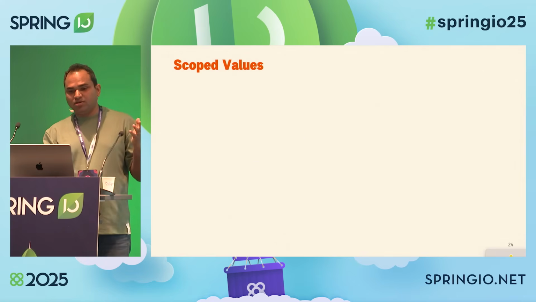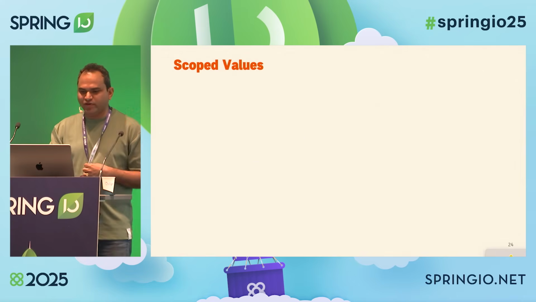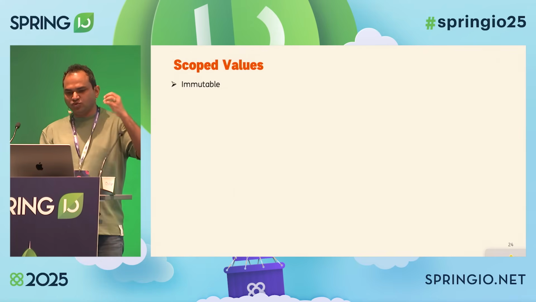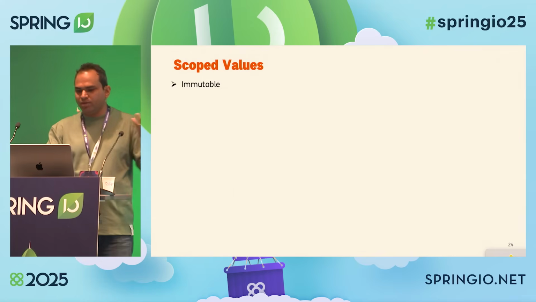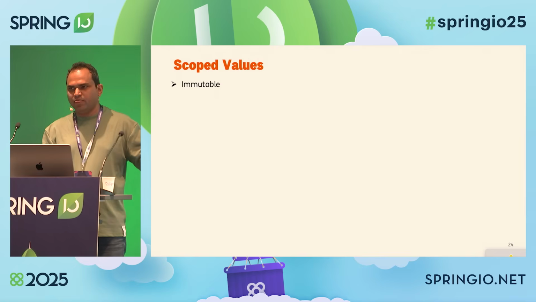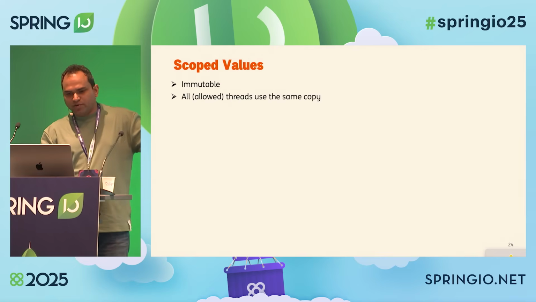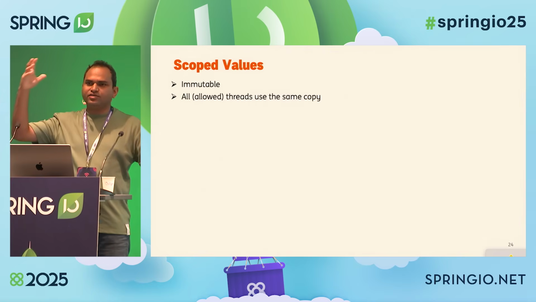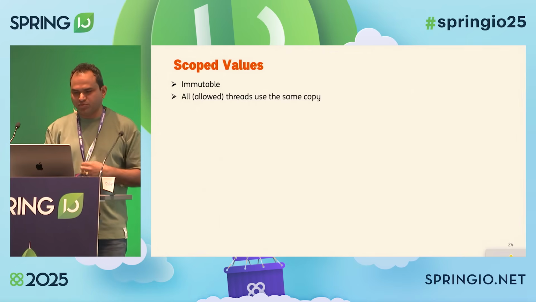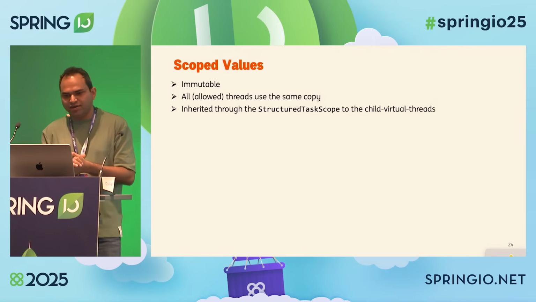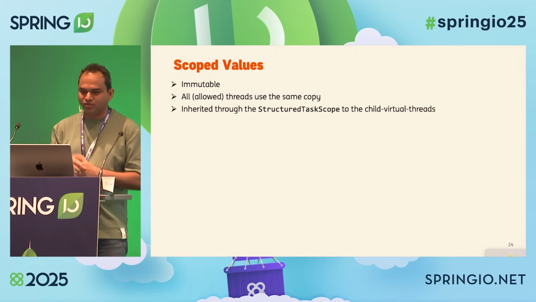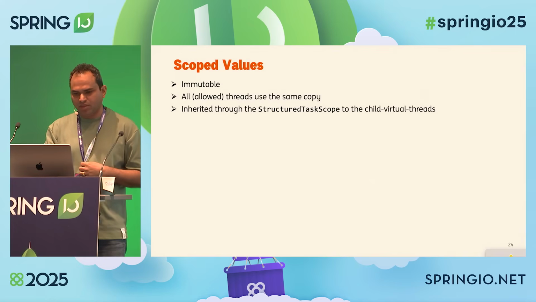Now, all these problems magically go away when you use scoped values, because scoped values are immutable, and therefore the issues with shared mutability are not there. Also, with scoped values, all allowed threads use the same copy. So again, the problems with increased memory usage are not there because the same copy is used by all the threads. And they are inherited through structured task scope to the child virtual thread. We'll see that with examples later on.